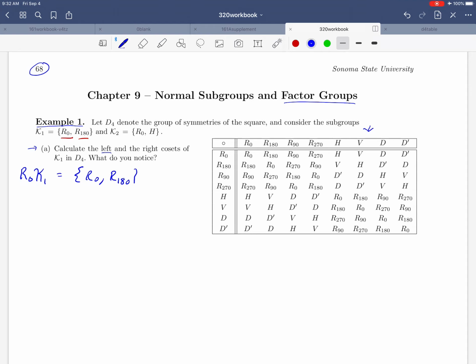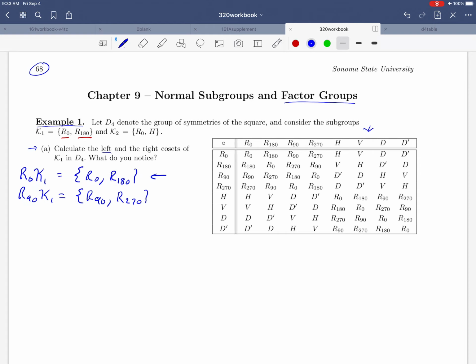To get our next coset, we want to choose an element of D4 that's not in this first coset. So how about R90? We'll take that and multiply it by K1. That means we're going to be taking R90 and multiplying it first by R0 and then by R180. If we do that, we're going to get R90, and then R90 times R180 is going to give us a 270-degree rotation, so there's our second coset.